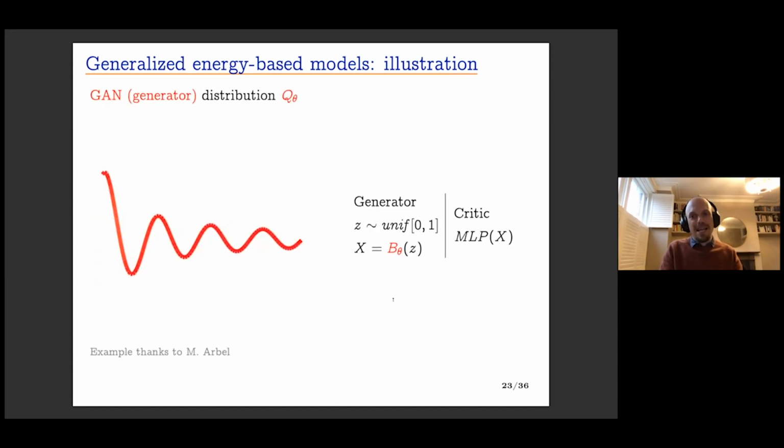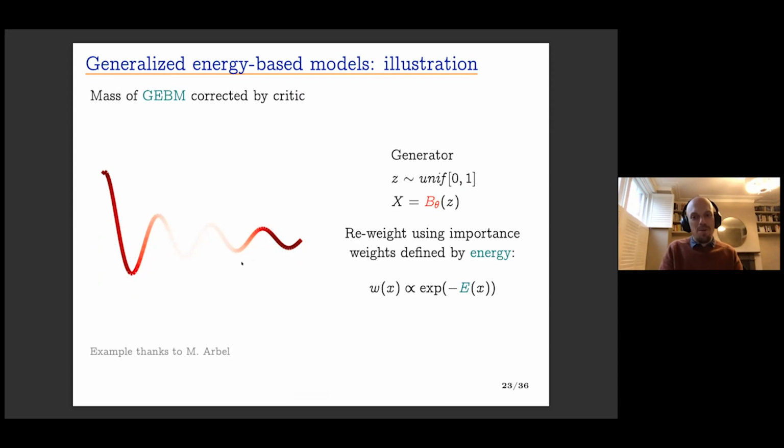In this example, my GAN has sufficient capacity to place mass in the right support, but it still hasn't quite matched the amount of mass on that support. So it's not placing enough mass on the ends, and it's placing too much mass in the middle. What I want to then do is to use an energy function to reweight the mass such that I get the mass matching my target. And the critic function, as we're going to see, is going to give me this energy function. So this is the sense in which the critic is going to improve what the generator does.